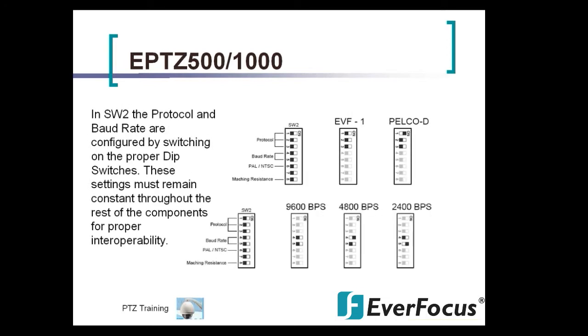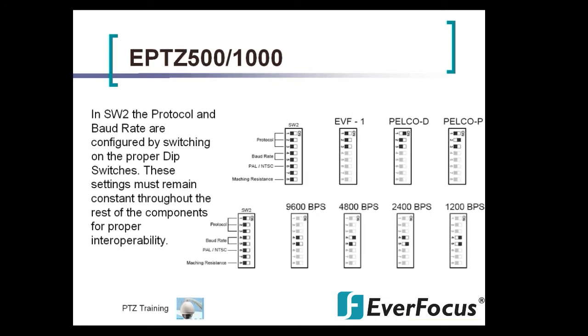Okay, and this is a screenshot of SW2. Again, SW2 controls the protocol and baud rate. You'll see up on the top that 1, 2, and 3 are your protocol, and 4 and 5 are your baud rate. Then down below it will show you the different baud rates available. You have the 96, the 48, the 24, and the 1200 protocols.